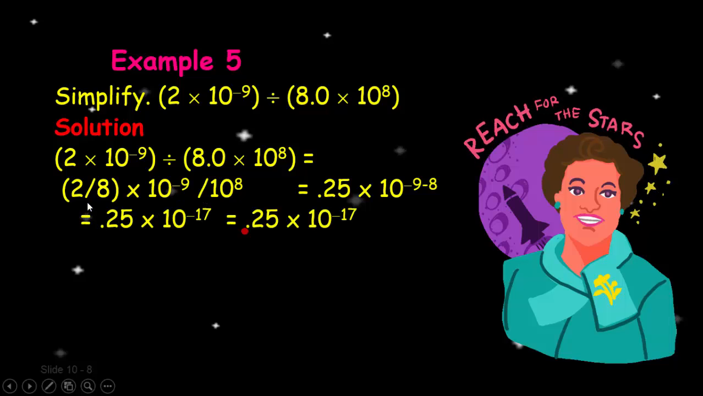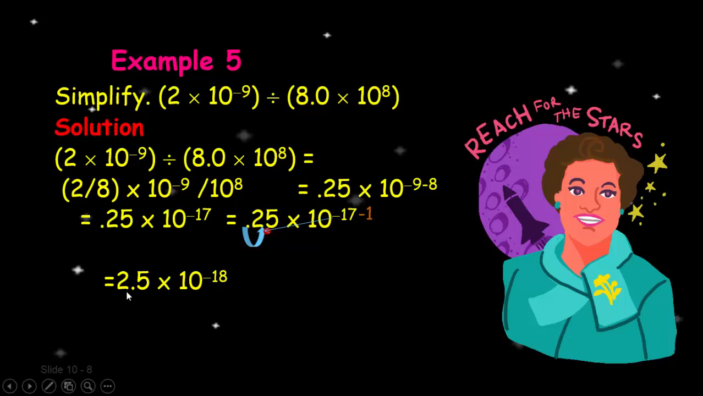Now the issue again comes up that this is not in proper form, because this is 0.25 and this is not greater than or equal to 1. So we have to move the decimal point over. And that means we're going to subtract 1 from the exponent and move our decimal point over to get 2.5 times 10 to the negative 18.